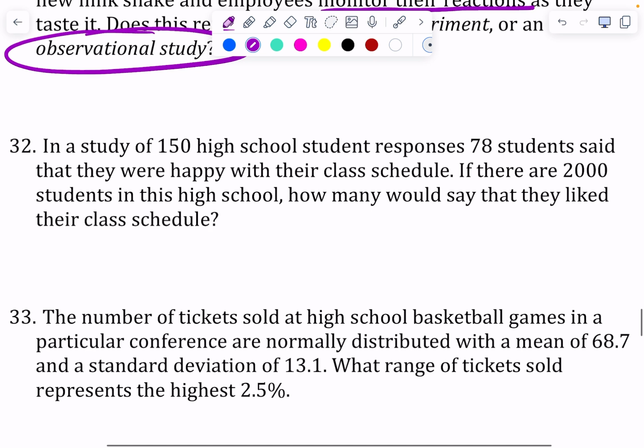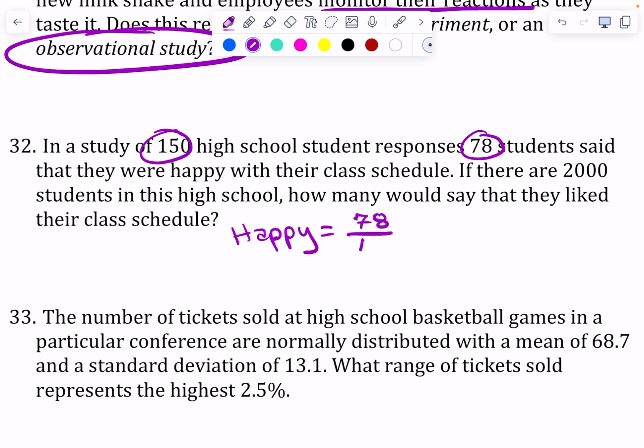Not too bad, right? 32. In a study of 150 high school student responses, 78 students said that they were happy with their class schedule. Okay. So my happy people, happy with their class schedule, is 78 out of 100. Which can be simplified to 13 over 25. Or it's 78%, whatever, right?